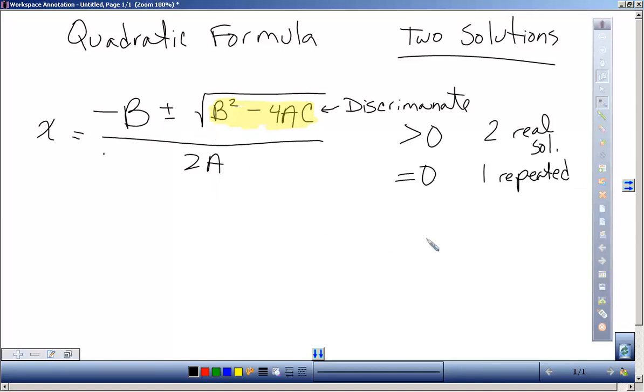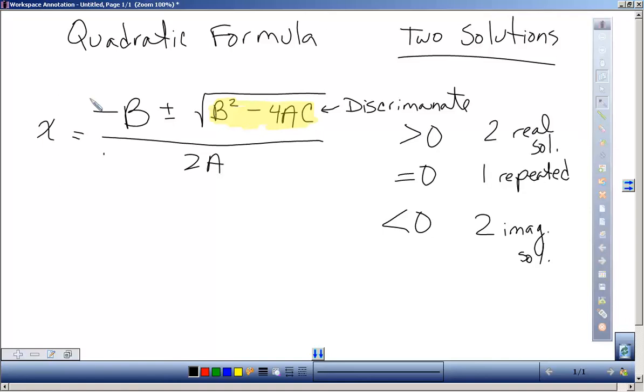One repeated solution. Now, the other thing is if it's negative. If it is less than 0, well, the square root of a negative is imaginary. So that's when we end up with two imaginary solutions. Okay? So we have three options again for our two solutions. Two real, if the discriminant's positive. One repeated, if the discriminant's 0. And two imaginary, if the discriminant is negative.